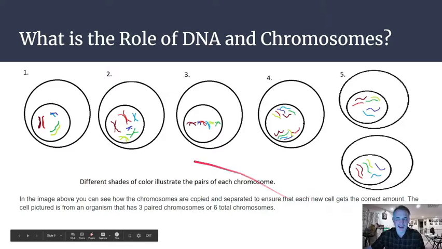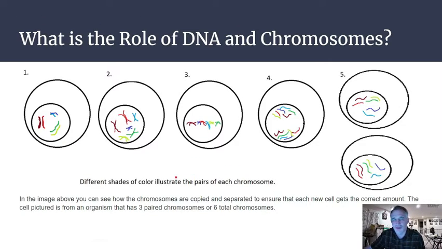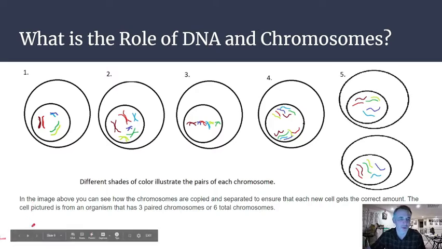So this is putting some color coding in here to help us understand what's going on, all right? The different shades of color illustrate different pairs of each chromosome. In the image above, you're going to see how the chromosomes are copied and separated to ensure that each new cell gets the correct amount. And the cell pictured is from an organism that has 3 paired chromosomes, or a total of 6 chromosomes.